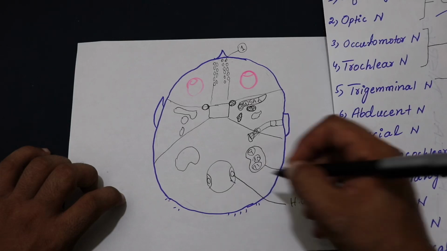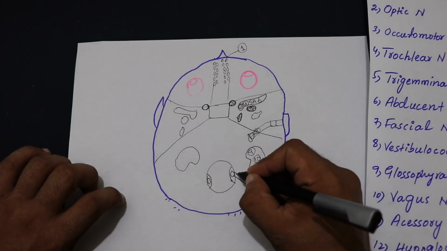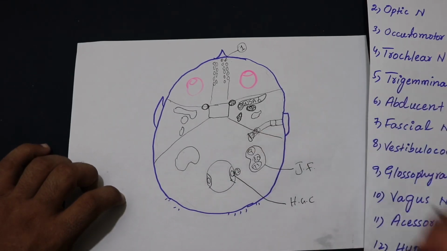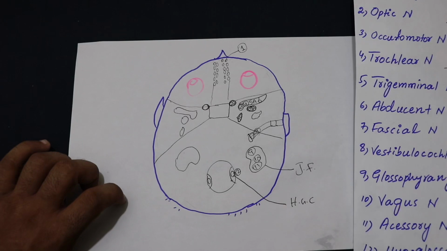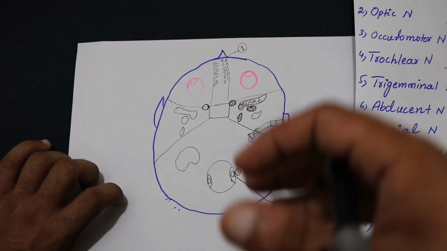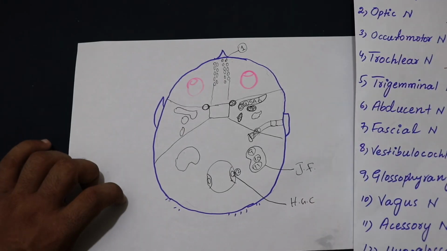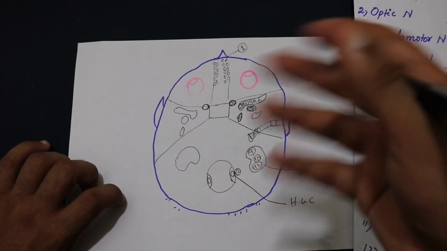And finally the hypoglossal canal. Through the hypoglossal canal, the 12th nerve exits out of the cranial cavity. So this is a very simplified diagram to make you understand how the nerves exit from the cranial cavity to the outside.